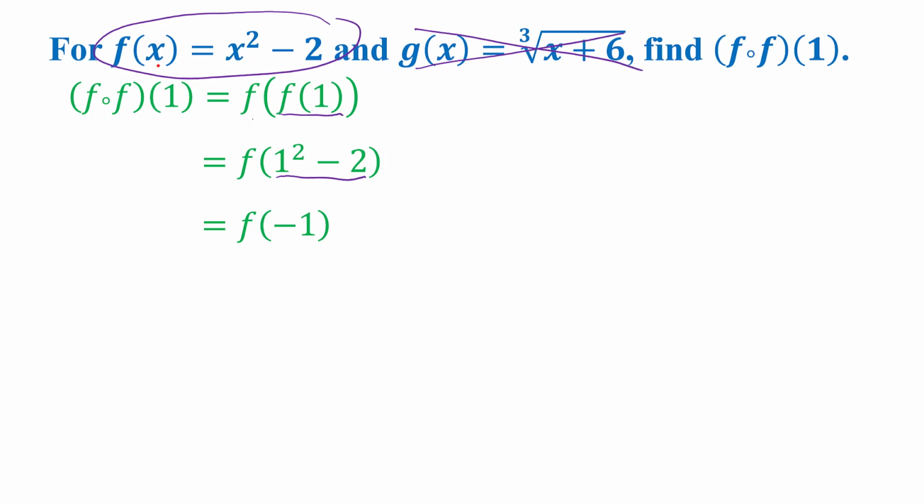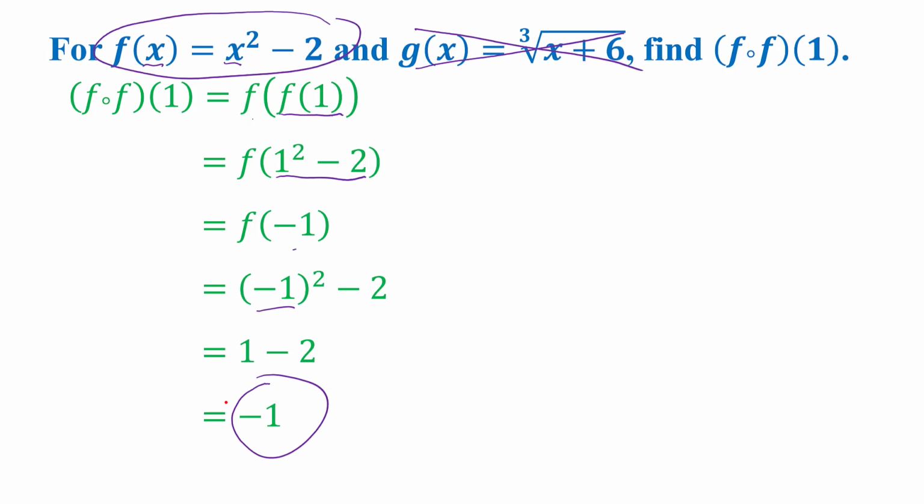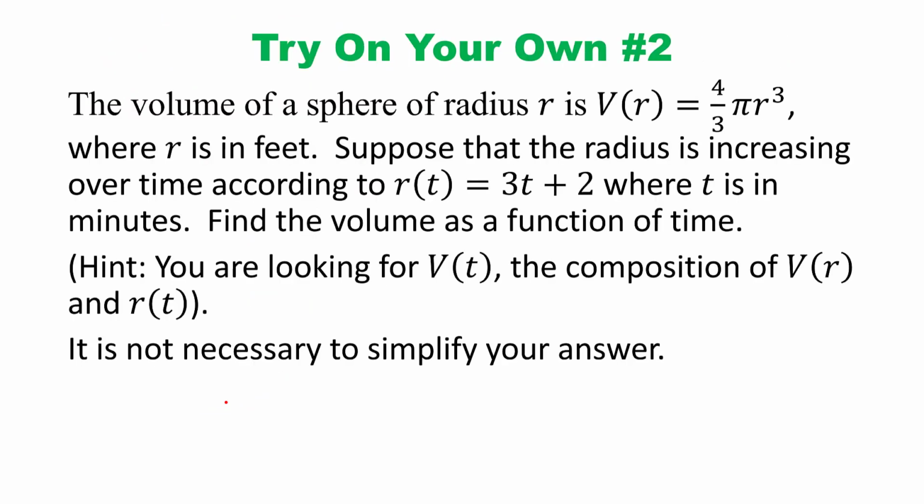Now we go back again to f of x, and here we're replacing x with negative 1. So we're going to have negative 1 squared minus 2. Negative 1 squared is 1. 1 minus 2 is negative 1. That's our final answer. All right, so f composed with f of 1 is negative 1.